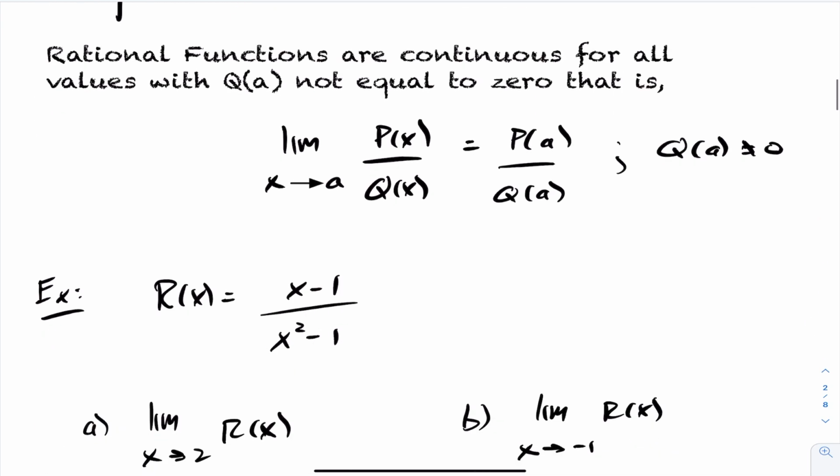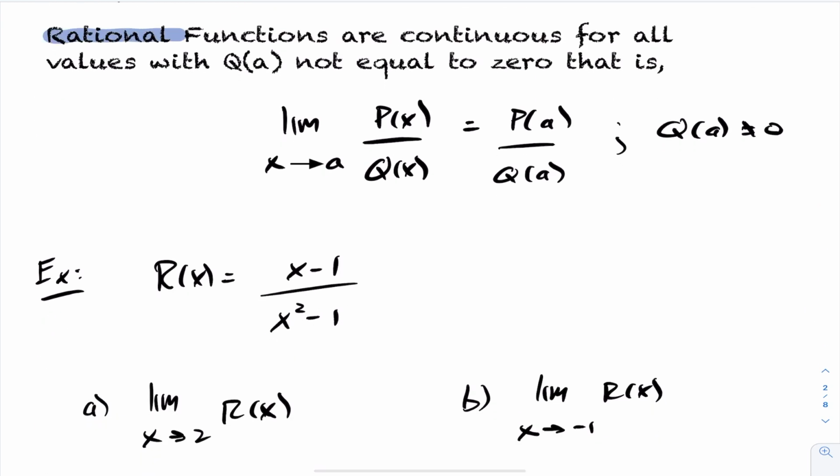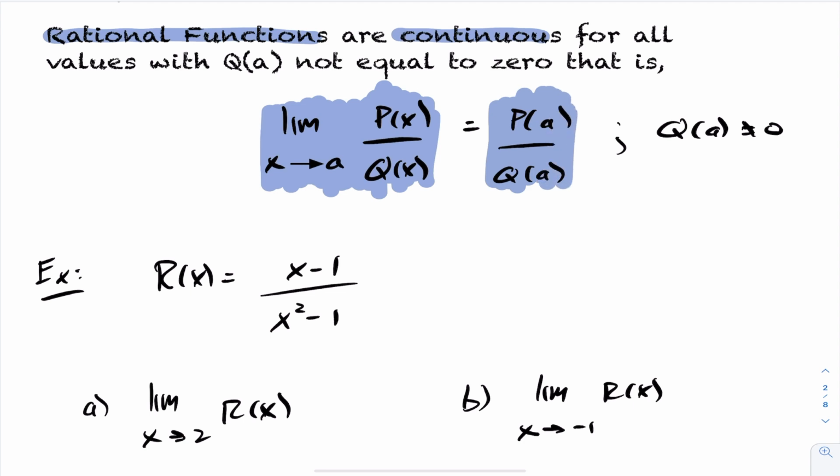In addition to polynomials being continuous, we can also apply that definition to rational functions. And when you're approaching rational functions, the limit as x approaches a of a rational function, in this case your rational function is polynomial divided by polynomial, that's going to equal the polynomial p at a over the polynomial q at a, provided that q of a is non-zero. So let's look at some examples to see how that works.